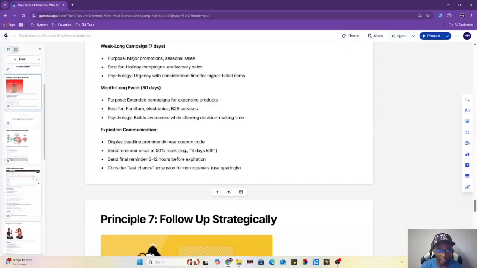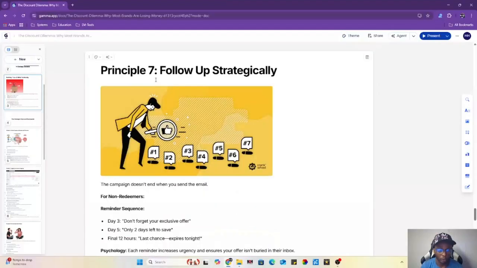Expiration communication: display deadline prominently near coupon code. Send reminder email at 50% mark. Example, 3 days left. Send a final reminder 6 to 12 hours before expiration. Consider last chance extension for non-openers. Use sparingly. Principle 7, follow up strategically. Very important. A lot of brands miss this out.